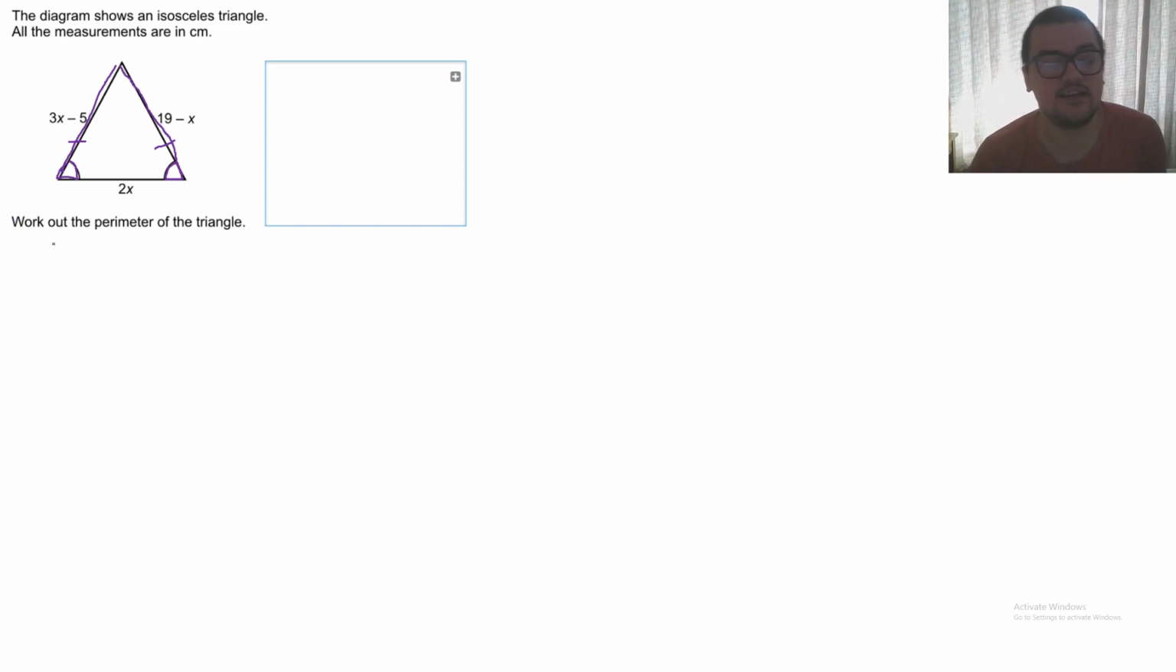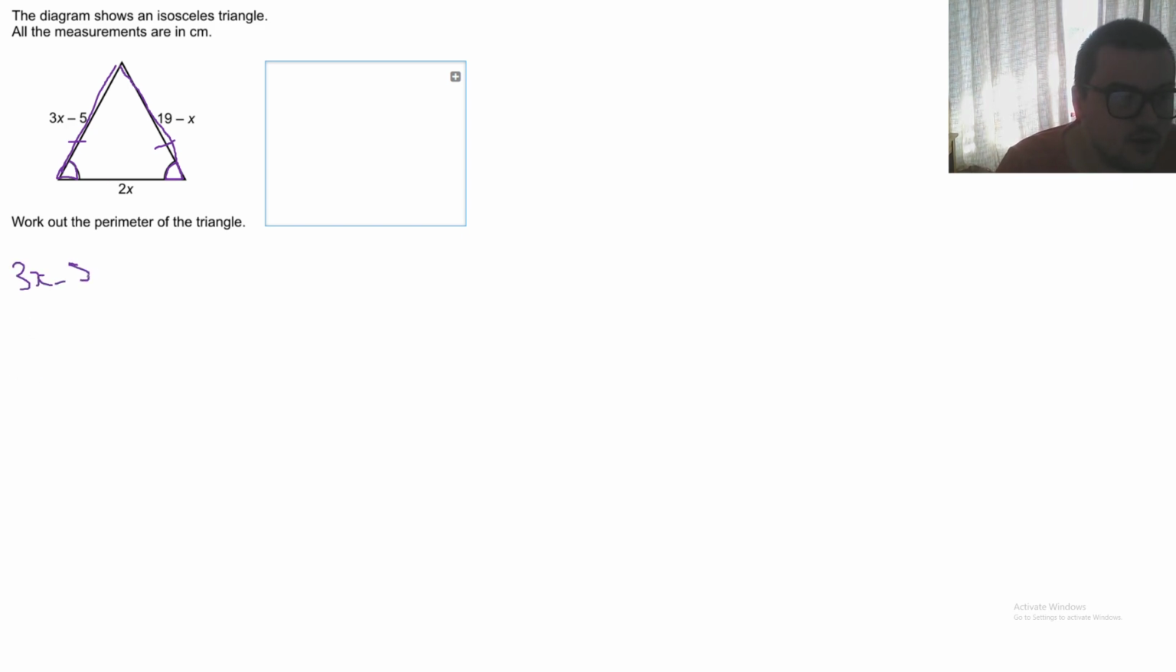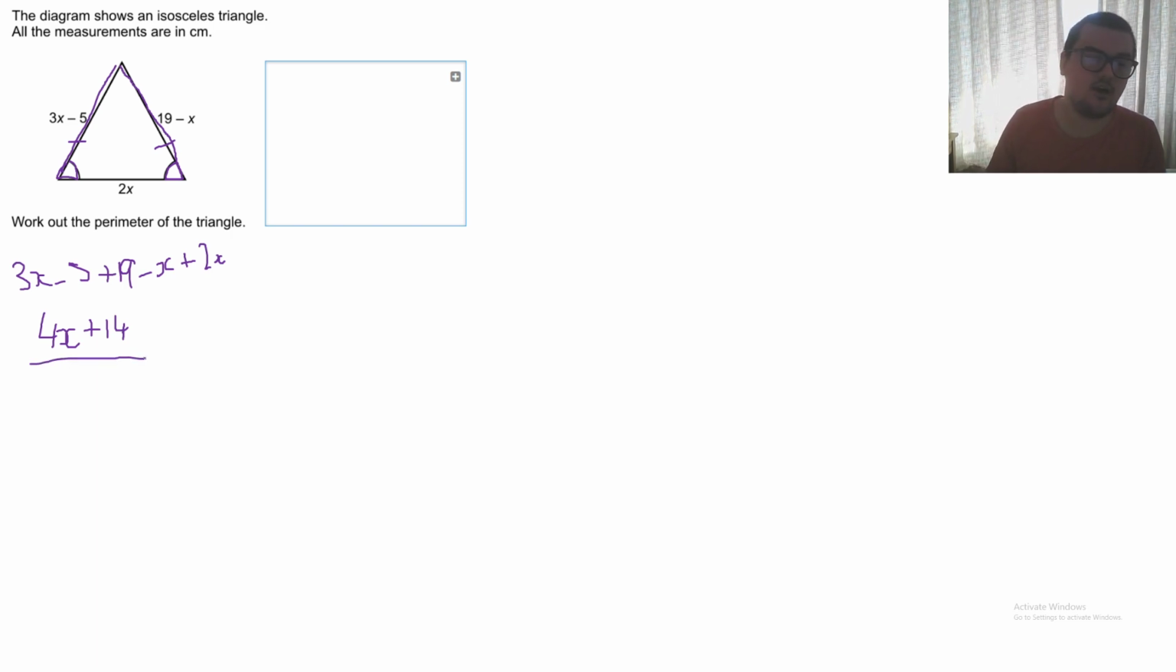So, firstly, before we get onto that, let's find an expression for the perimeter. If we add all our things in terms of x, we say that 3x minus 5 plus 19 minus x plus 2x. Let's tidy up. 3x plus 2x is 5x, minus x is 4x, plus 19 minus 5, well that's plus 14. So here is our expression for our perimeter. So now let's actually get on with finding our value of x.